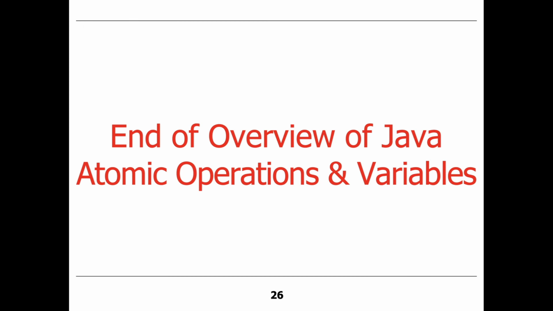So that's the end of the overview of Java atomic operations and variables. In the rest of the time, we're going to go into examples of these things in more detail so you'll be prepared for assignment 1.